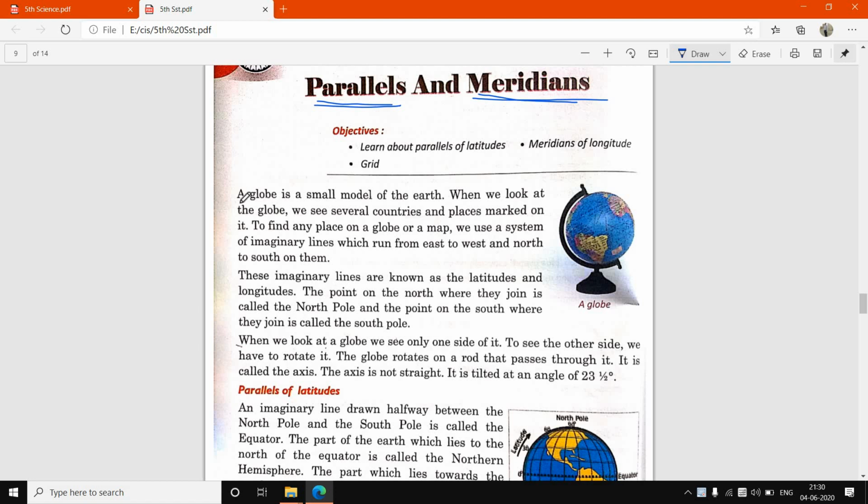So we know that a globe is a small model of the earth. When we look at the globe, we see several countries and places marked on it. To find any place on a globe or a map, we use a system of imaginary lines which run from east to west and north to south. So this is a picture of a globe. We see several countries on globes.